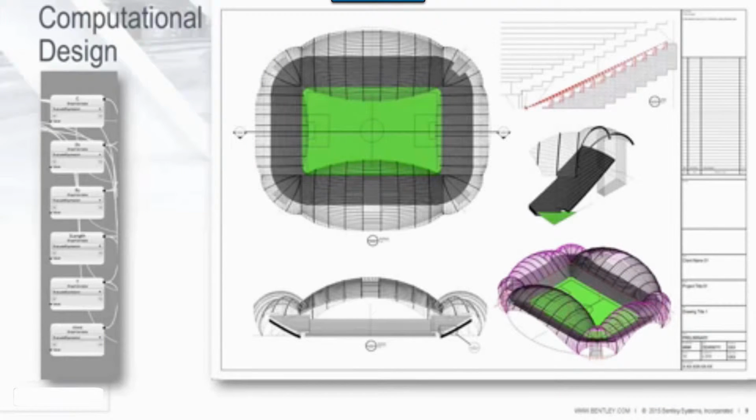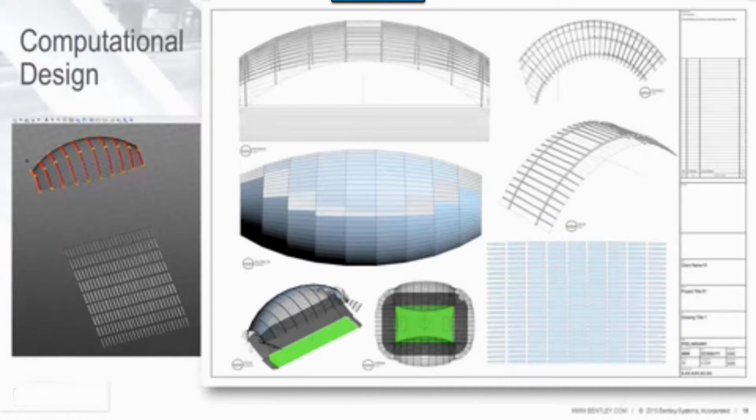Similarly, the design of the roof of the stadium can be carried out parametrically, as we'll see in the case of Francis Crick Institute.